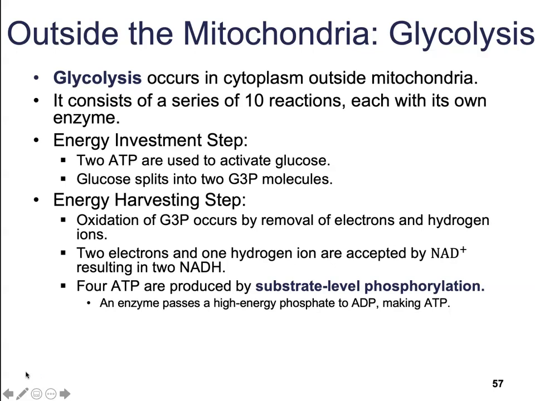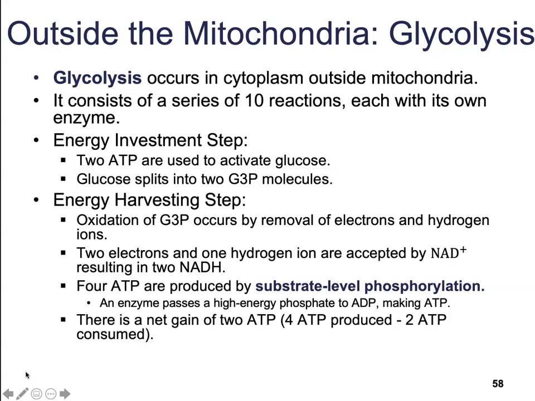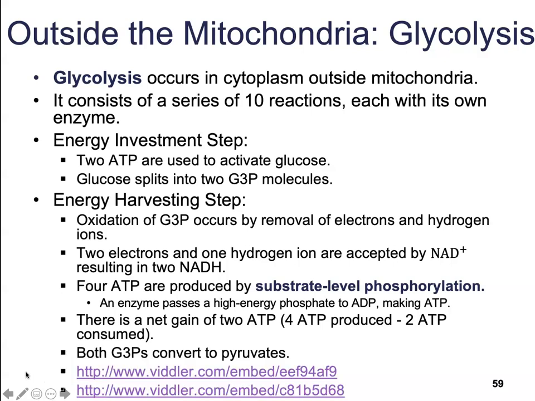In this stage, there's going to be a net gain of 2 ATP. The reason why we call it a net gain is because there are 4 ATP produced, but we had to invest 2 ATP to get the ball rolling on this one. At this point, both G3Ps are going to be converted to pyruvates.